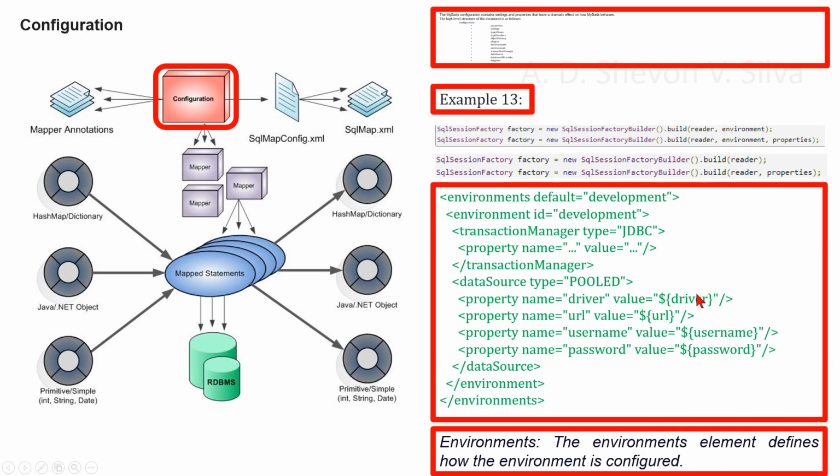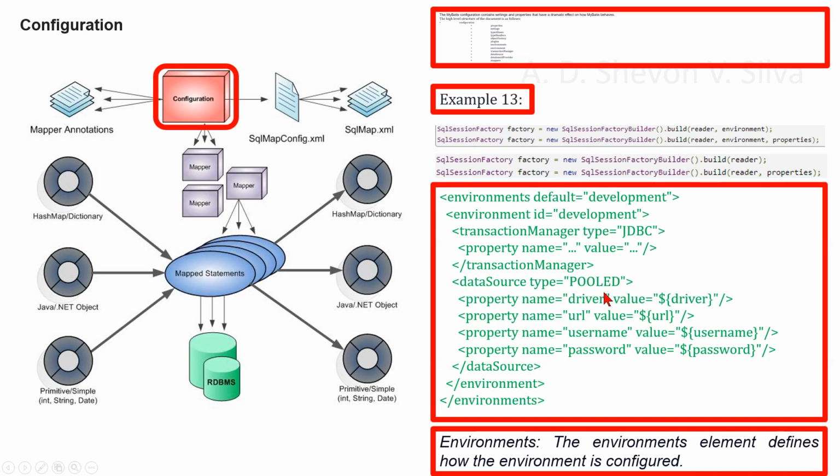UNPOOLED: this implementation of a data source simply opens and closes a connection each time it is requested. While it's a bit slower, it is a good choice for simple applications that do not require the performance of immediately available connections. Different databases also differ in this performance area, so for some, pooling may be less important, and this configuration may be ideal.